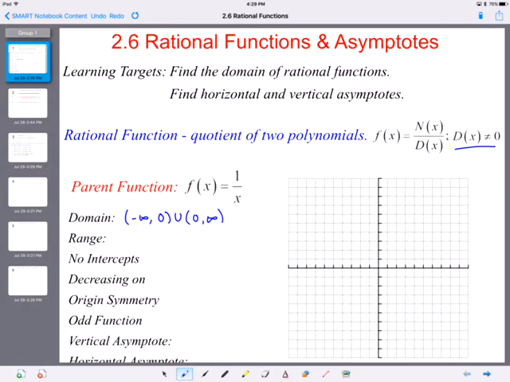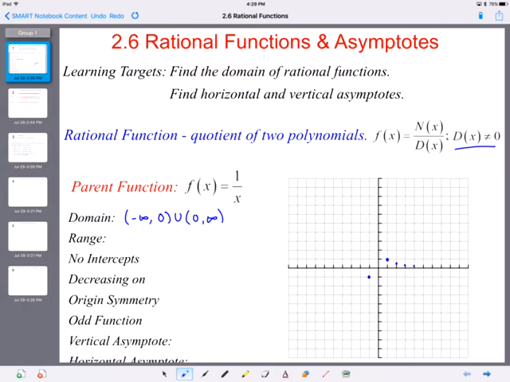Let's go ahead and graph the parent function just like we did the other day. There's only like two nice values you can plug in. When x is 1, y is 1. And when x is negative 1, y is negative 1. And then we just start plugging in some other numbers. When x is 2, y is 1 half. When x is 3, it's 1 third, 1 fourth. And as x is 10, it's 1 tenth. And so on and so forth.